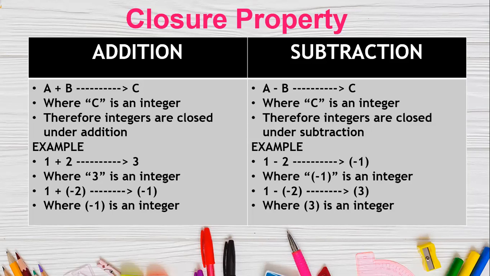Now let us try a negative integer. 1 minus minus 2 is equal to 1 plus 2, which is equal to 3. 3 is an integer. Therefore, we can conclude integers are closed under both addition and subtraction. Let's proceed.